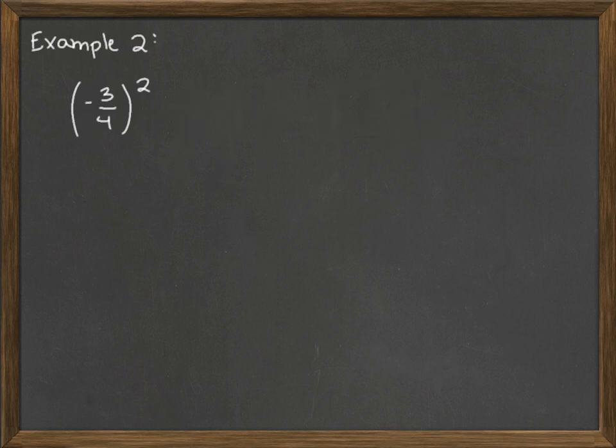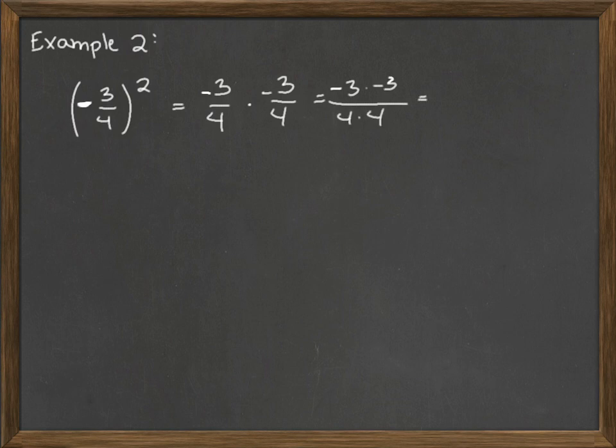Let's do another example. The biggest difference here is that there is a negative sign now inside the parentheses. Remember, everything inside the parentheses is what's getting, in this case, raised to the second power. So when I rewrite this as multiplication, I mean negative 3/4 times itself, in other words, negative 3/4 times negative 3/4. I could also write that as negative 3 times negative 3 over 4 times 4. Negative 3 times negative 3 is positive 9. 4 times 4 is 16.